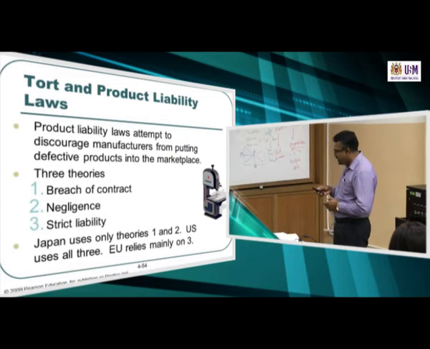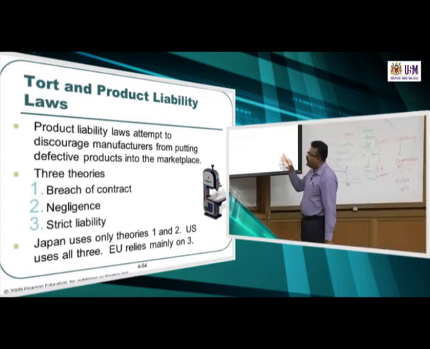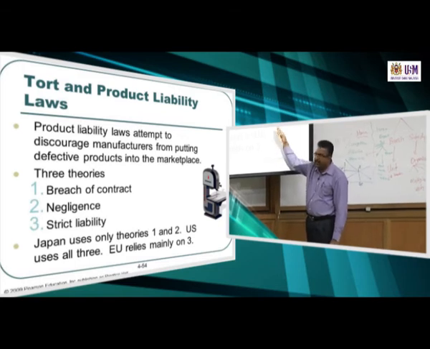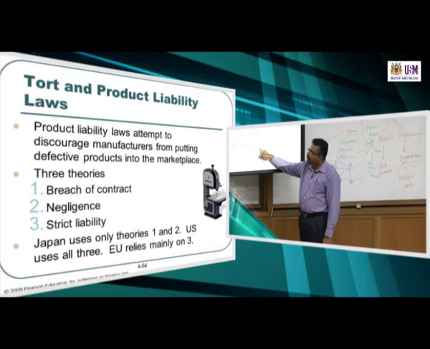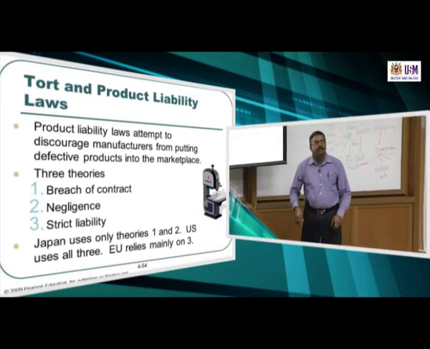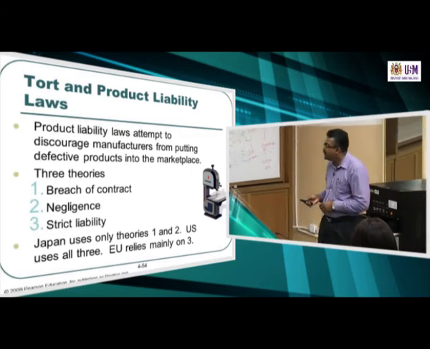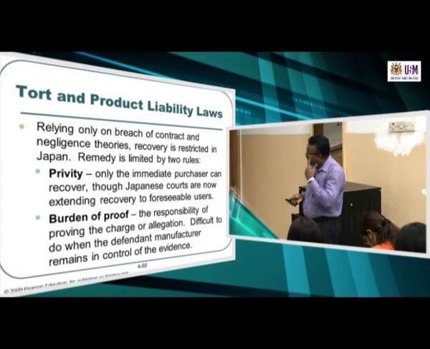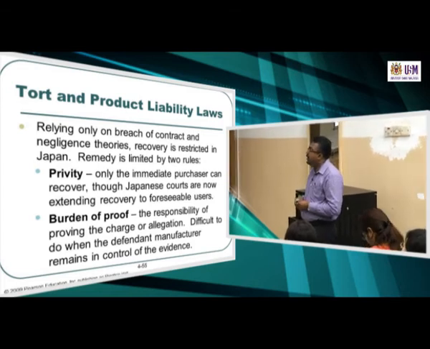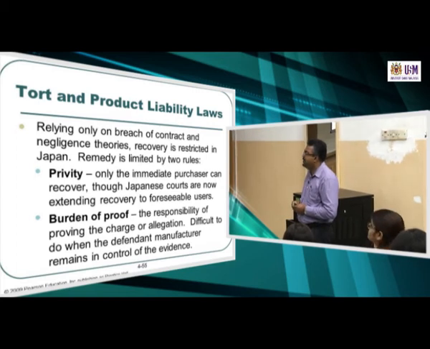Okay, let's look at it. Japan uses only theory 1 and 2. They don't look at number 3. The US uses all three. The European Union relies mainly on number 3, strict liability. Let's look at it. What is this? Tort and product liability, relying only on breach of contract and negligence theories, recovery is restricted in Japan.